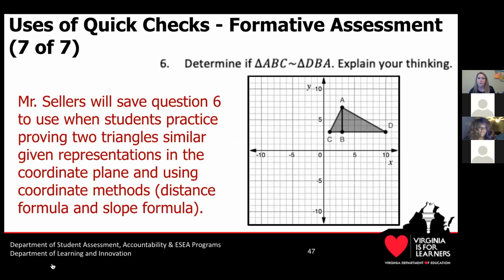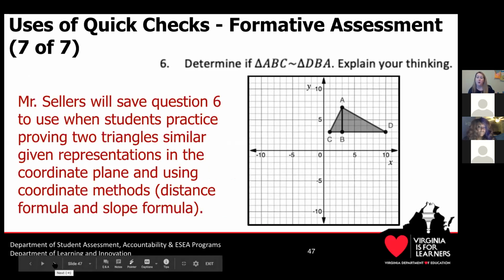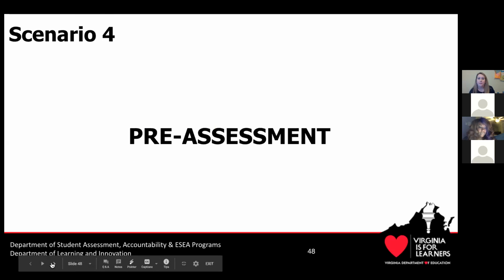Okay, and then here's another one too that you might save, right? The graphing question, which refers back to distance formula and slope. And I mean, there's multiple layers here. So this might be a whole lesson on its own, right? Using the coordinate plane for similar triangles. Okay, another way you might use them, right?